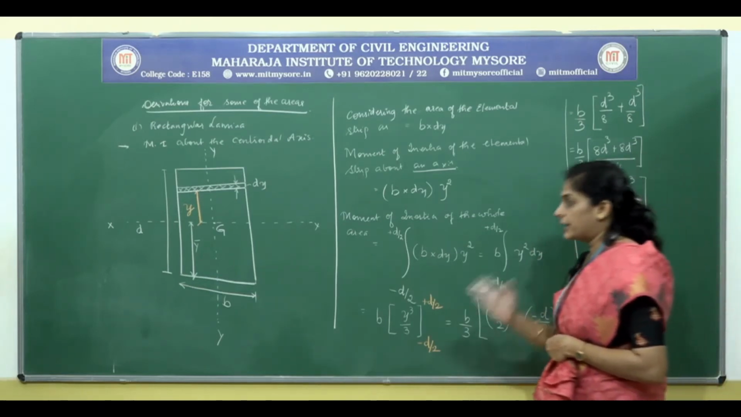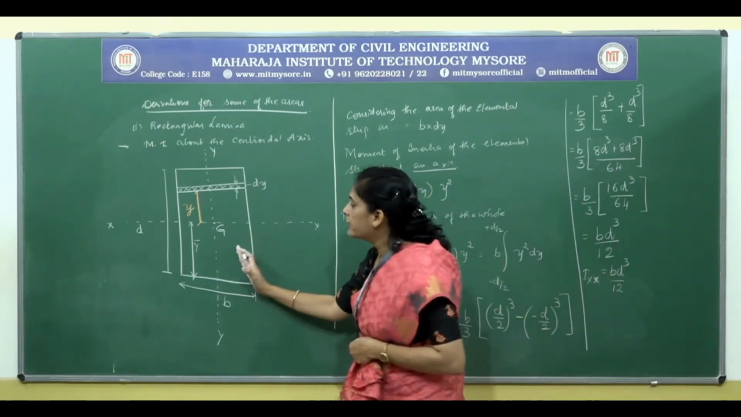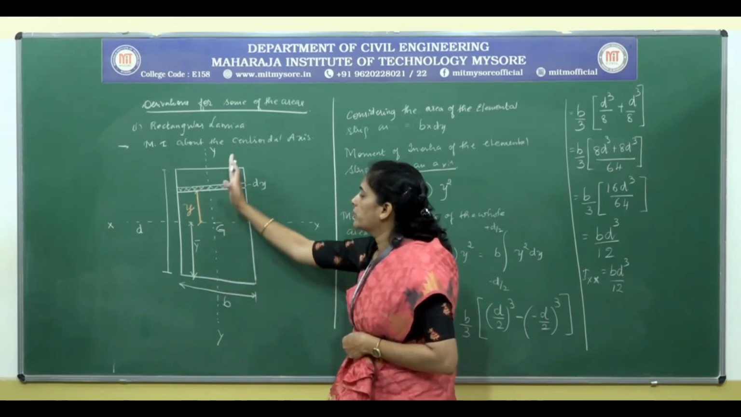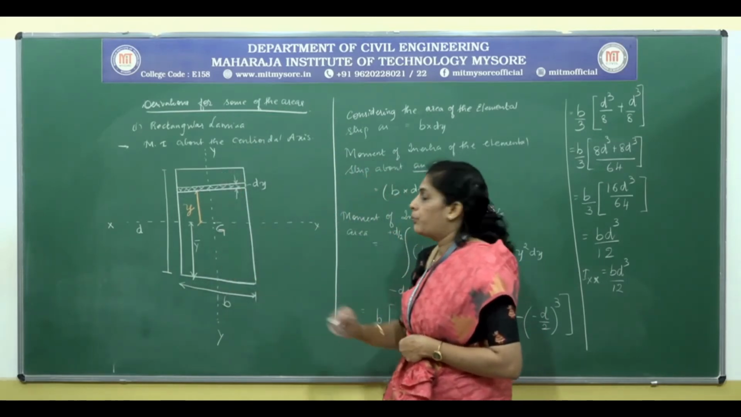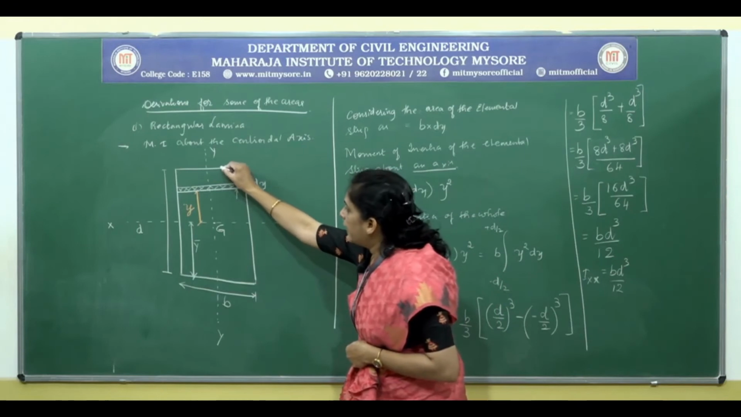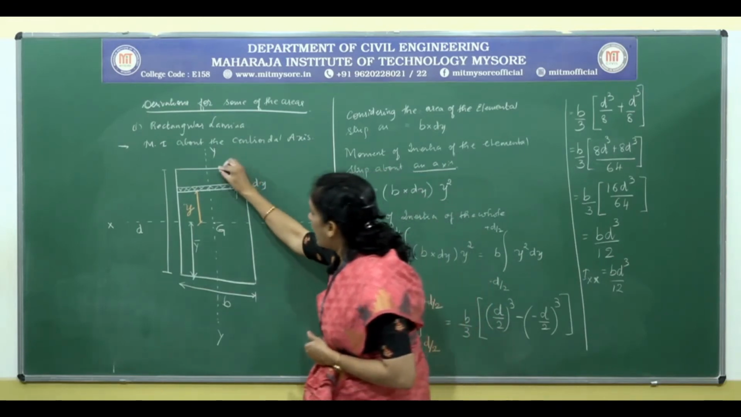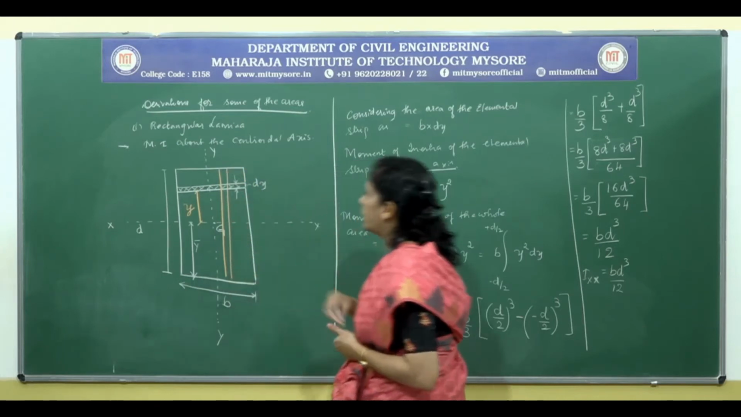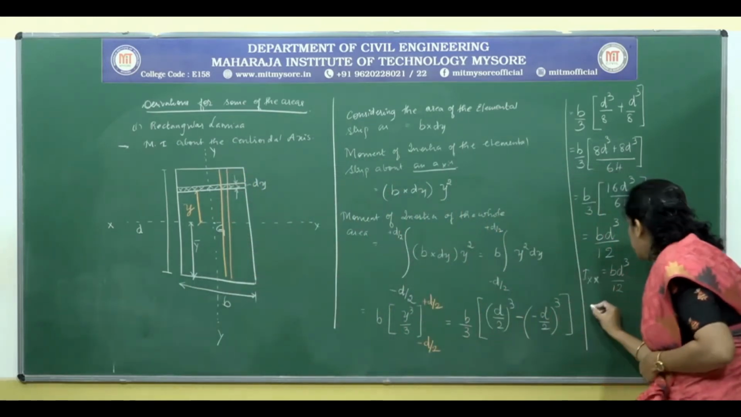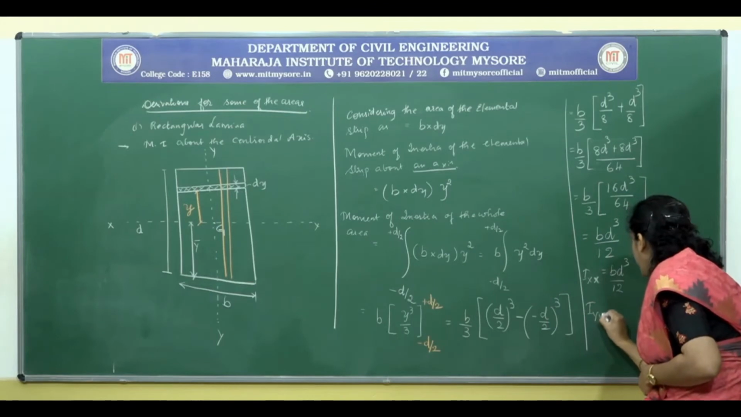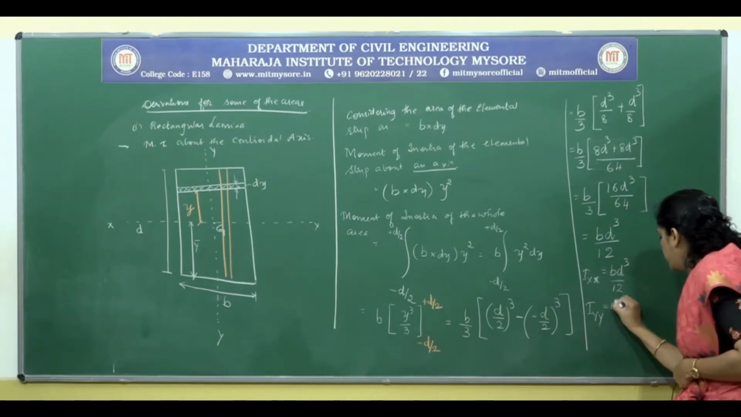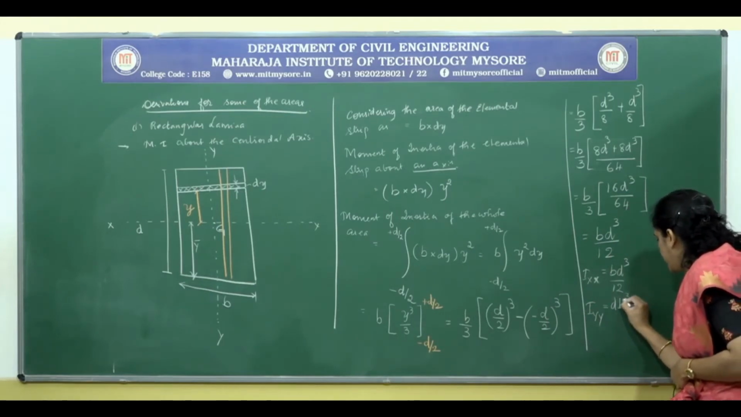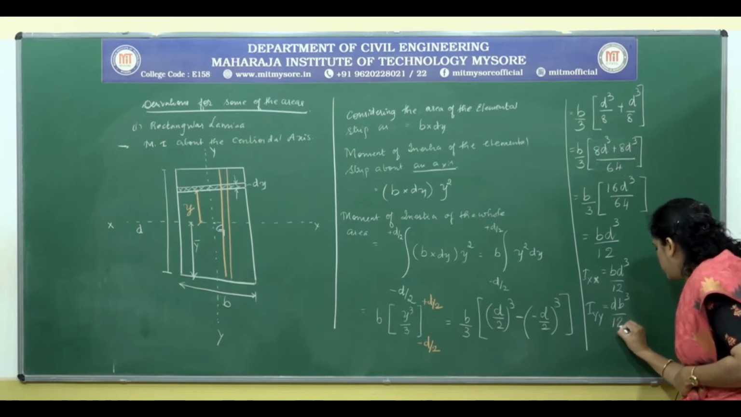Similarly, if we consider the elemental strip to be along the vertical, that is, if we consider the elemental strip as such, then we get Iyy is equal to d b cube by 12.